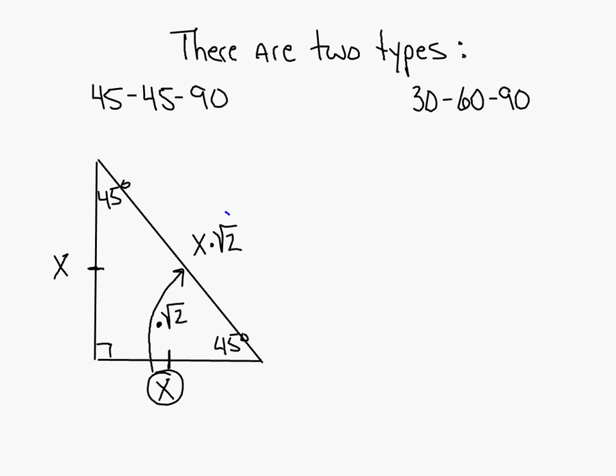If I'm given the hypotenuse and I'm asked to find the legs, well, then I divide by the square root of 2. It's that simple. Let's talk about the 30, 60, 90 now.